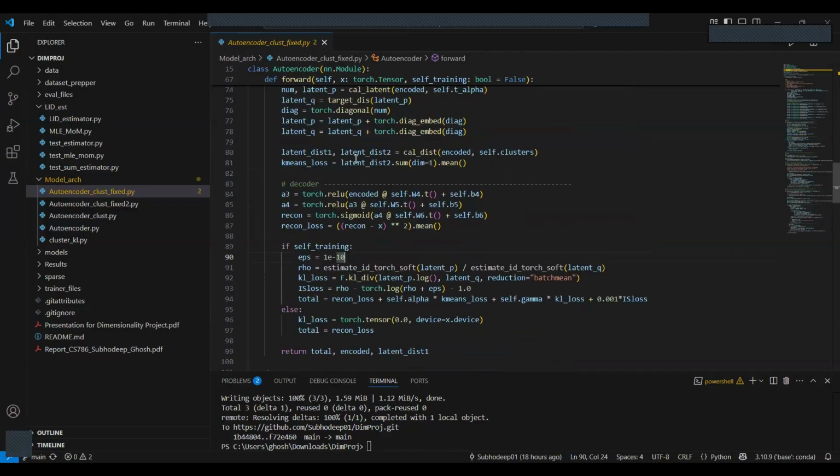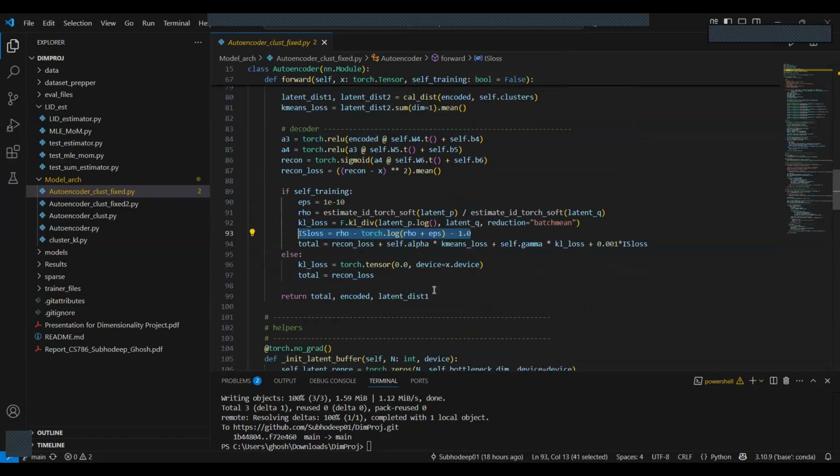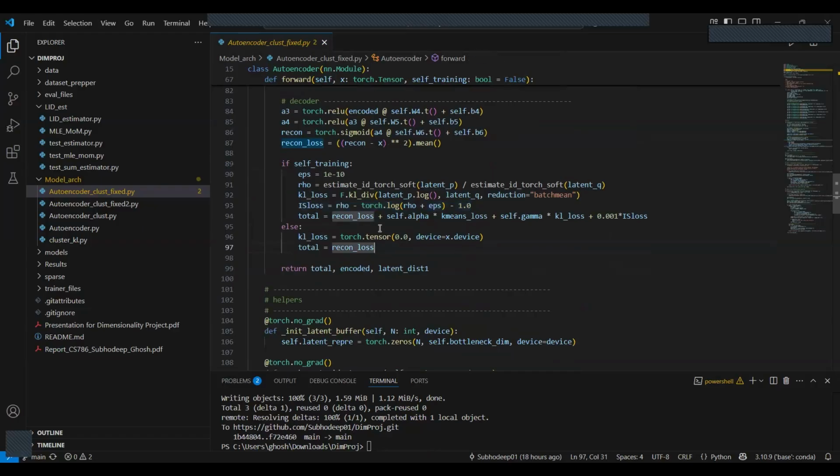So we got the two distributions here, and using the LID estimator that I showed before, we can compute the LIDs of these two distributions. We also find the KL loss directly from these distributions as shown here. And then we also compute the Itakura-Saito divergence loss. So here we see that we are using a combination of reconstruction loss, k-means loss, KL loss, and Itakura-Saito divergence loss.